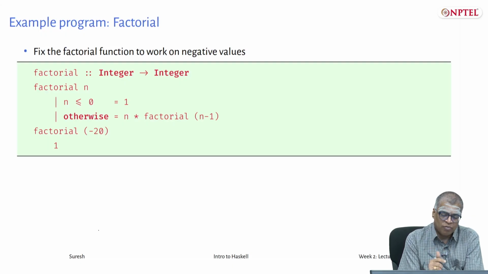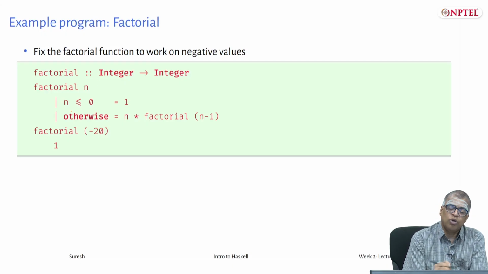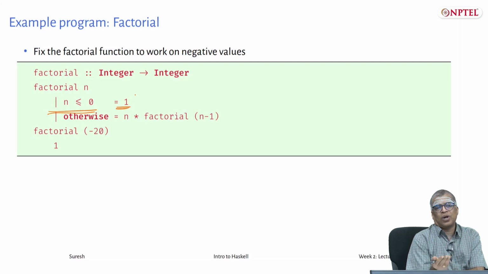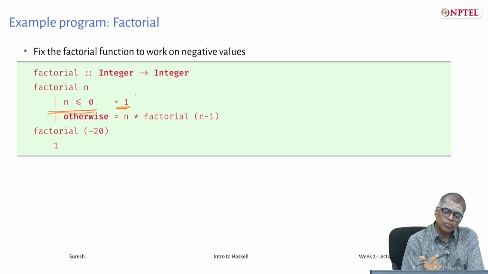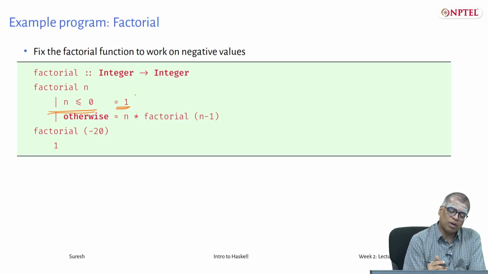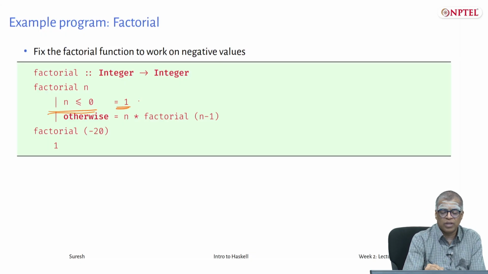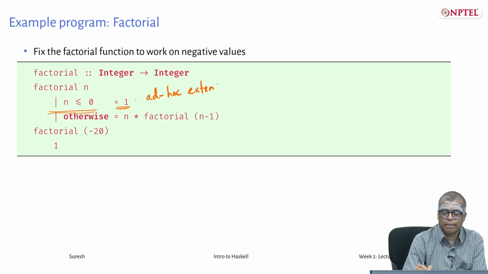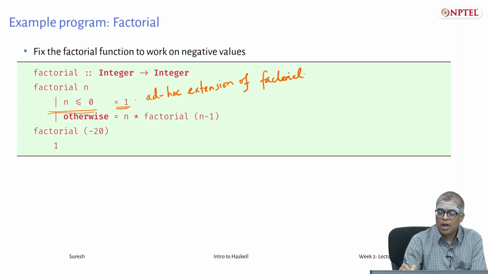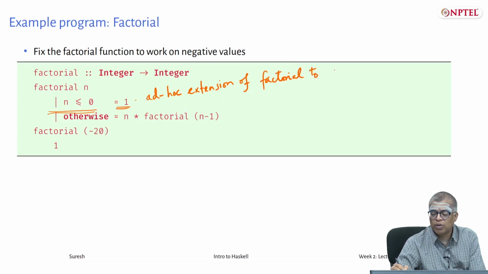Here is how you do it. Here is one way to do it. You could for instance say that factorial n, if n is less than or equal to 0, I will always return 1, okay. This is not a very good fix because how do we know that this is a natural way of extending the factorial function? We don't know, it is ad hoc. Okay, this is an ad hoc extension of factorial to Z.